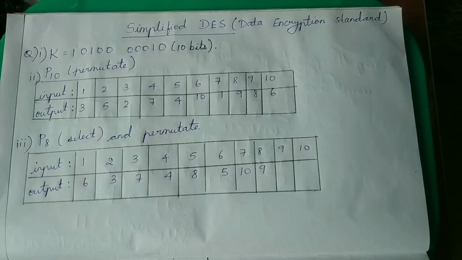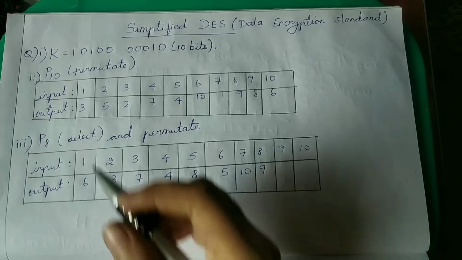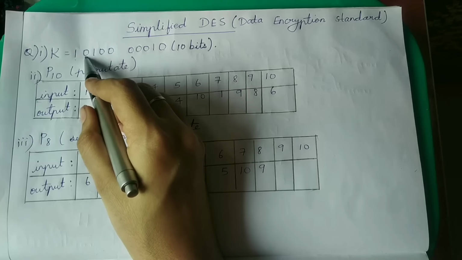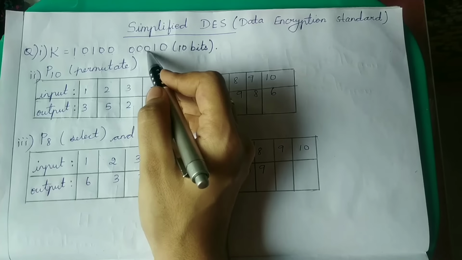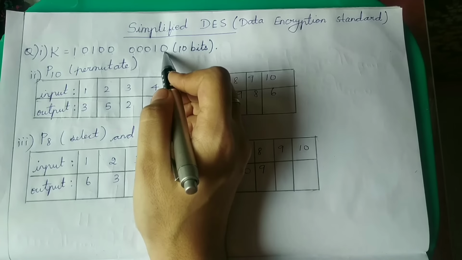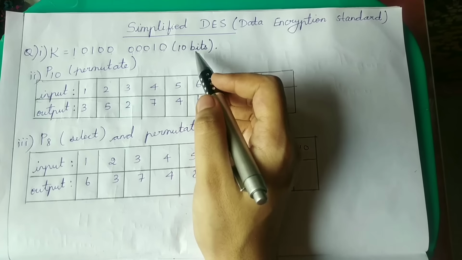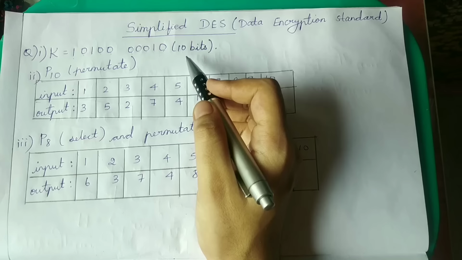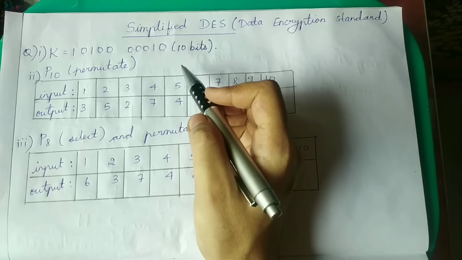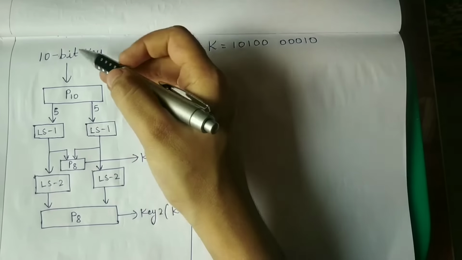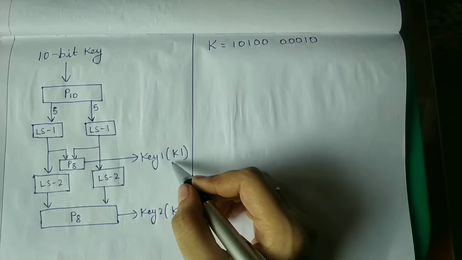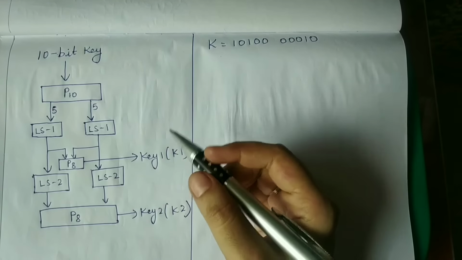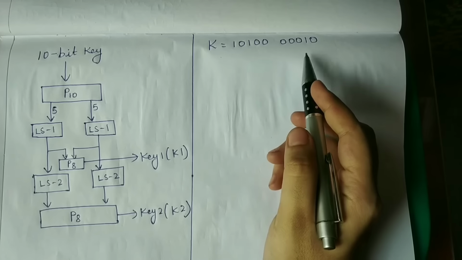First, we should count the number of bits present in the key. Here if you see 1, 2, 3, 4, 5, 6, 7, 8, 9 and 10. So totally 10 bits are present in the key. So it is a 10-bit key. By looking at this flow, we are going to find the values of key 1 and key 2 using the 10-bit key given in the question.